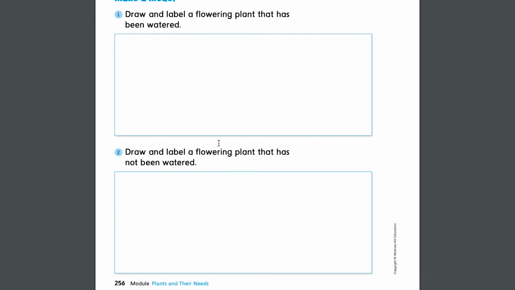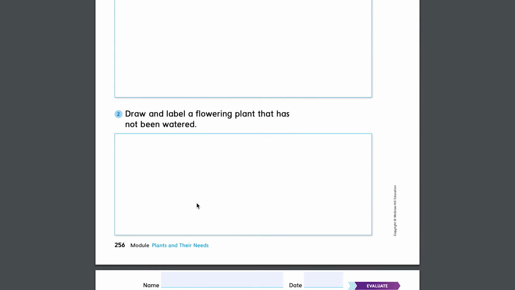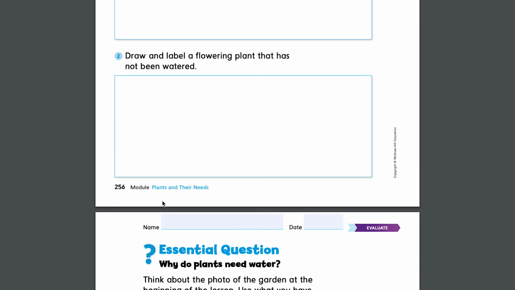Now draw and label a flowering plant that has not been watered. Because it doesn't have water, maybe only the roots have started to grow, but because it doesn't have enough water, the stem might not be able to grow. Or if it does, maybe the stem is tilted downwards, it's starting to fall, and the flower head might even be on the ground, because all plants need water to grow.